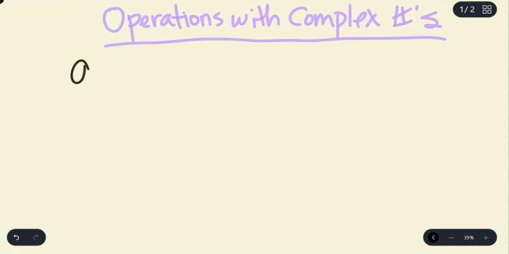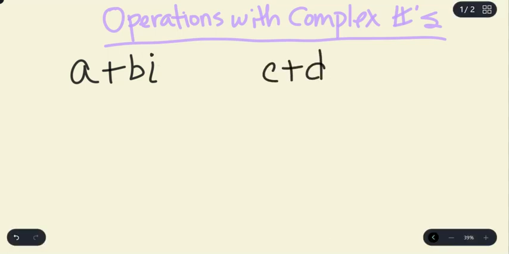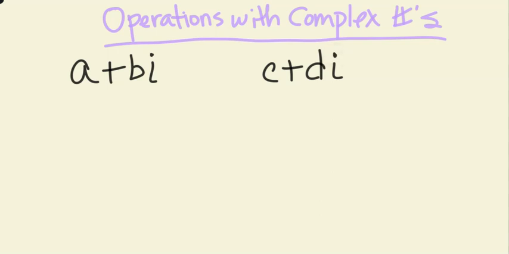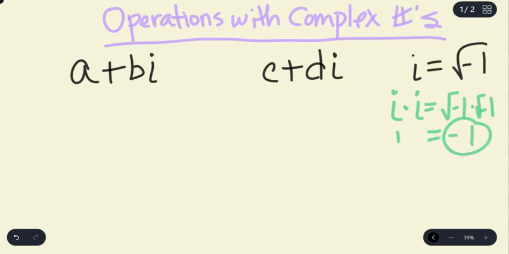So once again, our complex number is a number that is written in this form, a plus bi, sometimes you'll see it c plus di, and so on, where a, b, c, and d are real numbers and i is imaginary. Now remember, i is equal to the square root of -1. Along with that, we also know that i times i equals square root of -1 times square root of -1, which equals -1. So i squared is equal to -1.